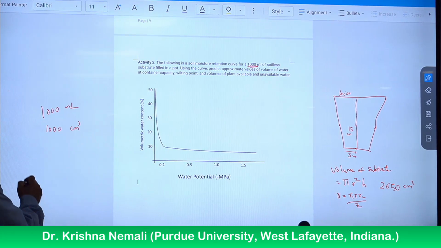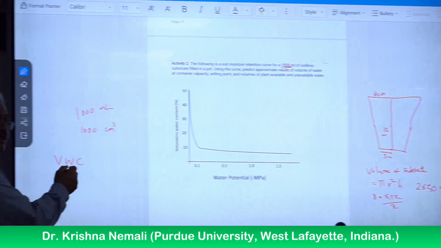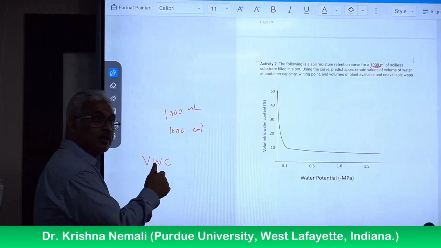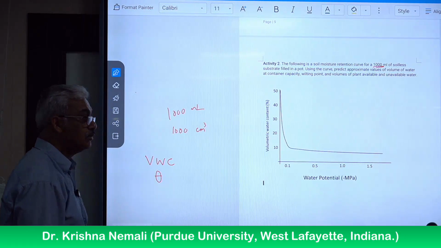So now we want to calculate volumetric water content. There is a symbol for this volumetric water content. The symbol is Greek letter theta.